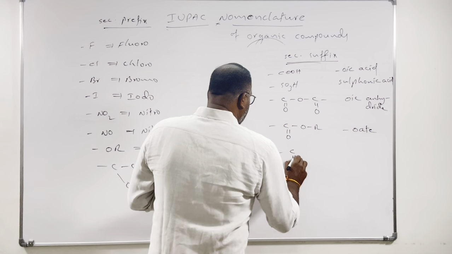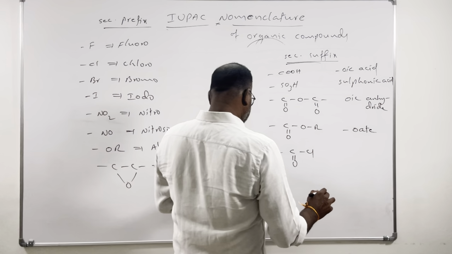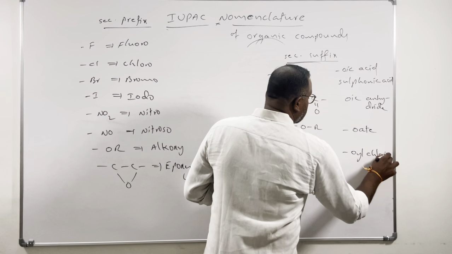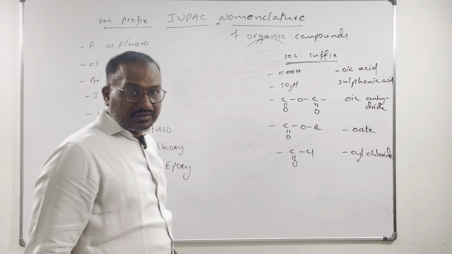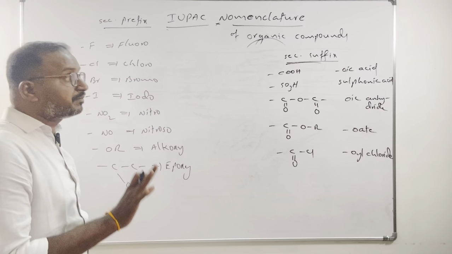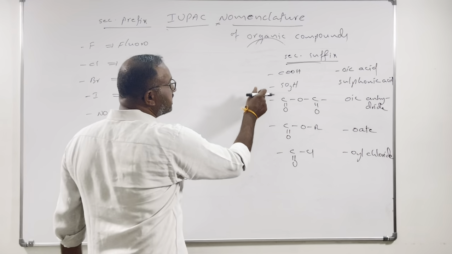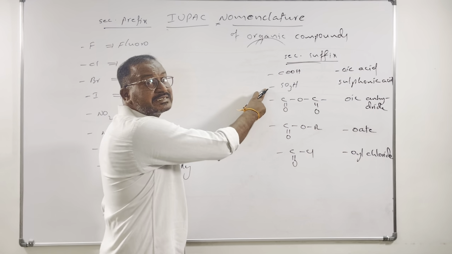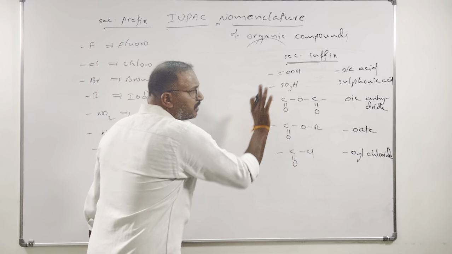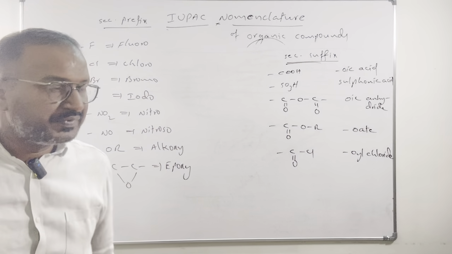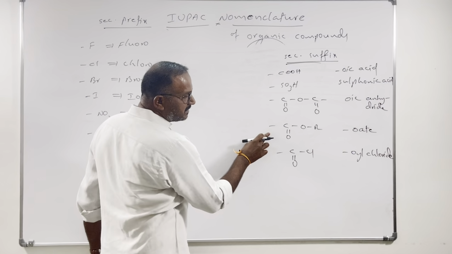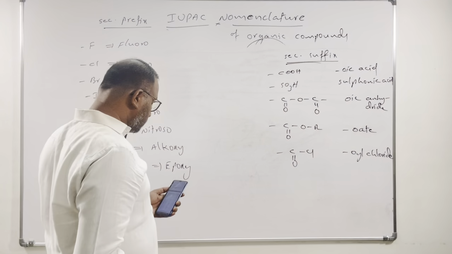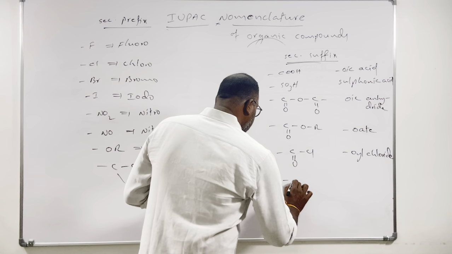After that, if the acid chloride group is there, we have to say it as oyl chloride. That is the secondary suffix; I am not writing prefix. If two of these are there in the organic compound, one comes under secondary suffix and the other comes under secondary prefix. If only one is there, that is the secondary suffix itself. So suppose this and this are there, this comes under secondary prefix, and this comes under secondary suffix. So like that, the high priority group is always the secondary suffix.